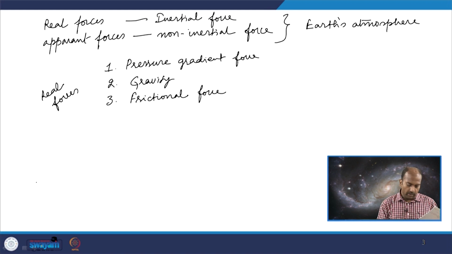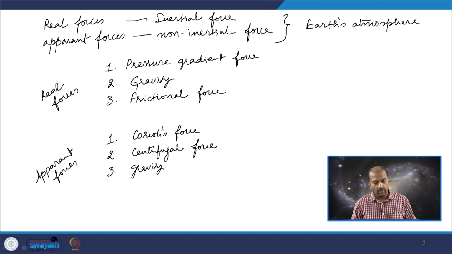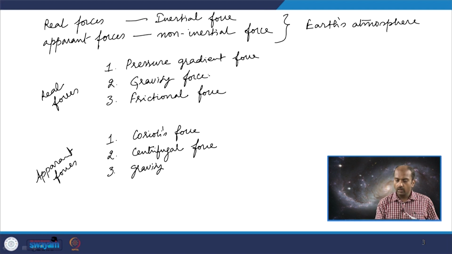And the apparent forces: number one is the Coriolis force, number two is the centrifugal force, number three is gravity. We will see how these forces can be real forces and apparent forces.